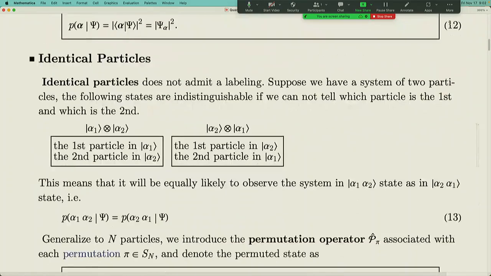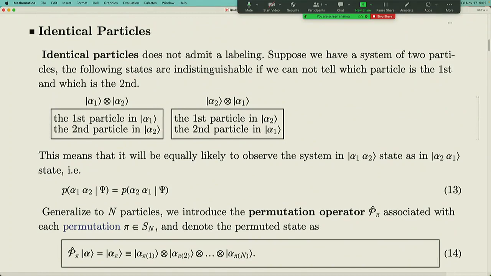What is the first one? What is the second one? So this becomes a problem when we want to discuss identical particles. Identical particles do not admit a labeling. So the first particle in alpha 1, second particle in alpha 2, or the other way around, they basically correspond to the same state, or they should be described as the same state.